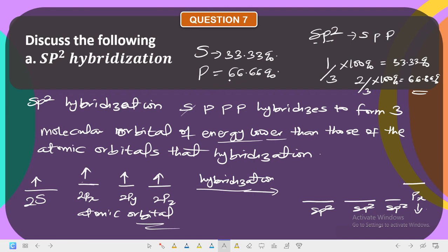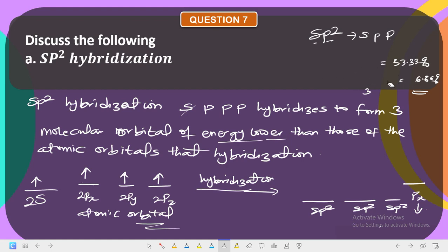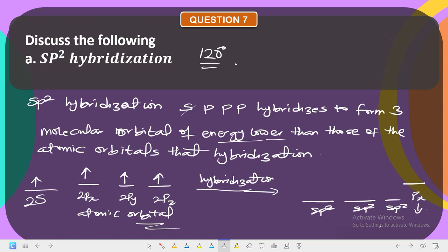All those things are things that you should discuss. Another thing you can now say is that in molecules with sp2 hybridization, the bond angle is usually what? 120 degrees. These molecules have a bond angle of 120 degrees and are usually trigonal planar in shape. Is that okay? So that is that for sp2 hybridization.